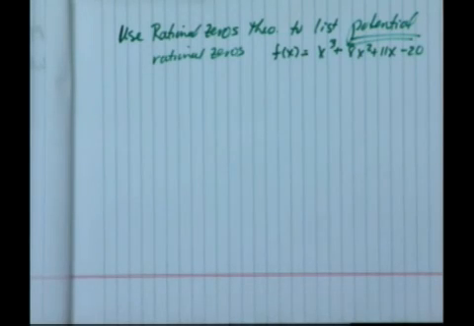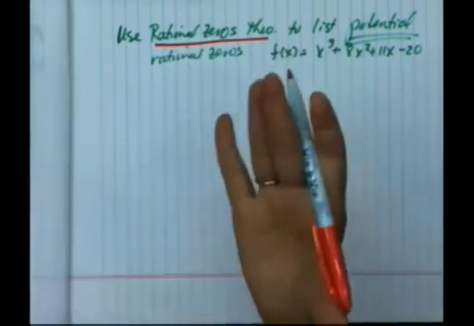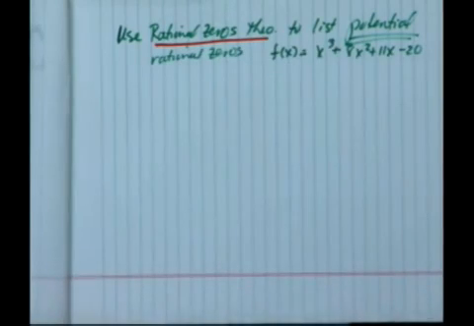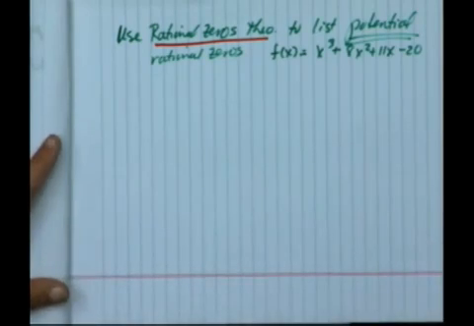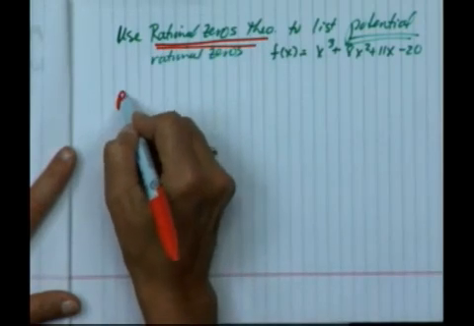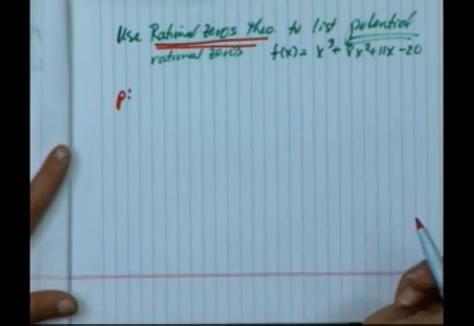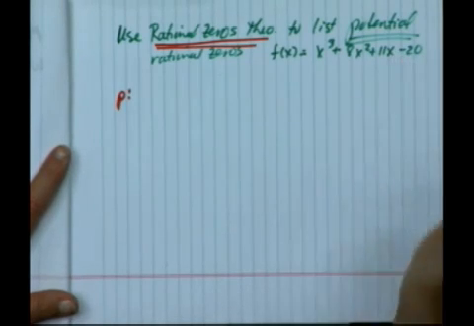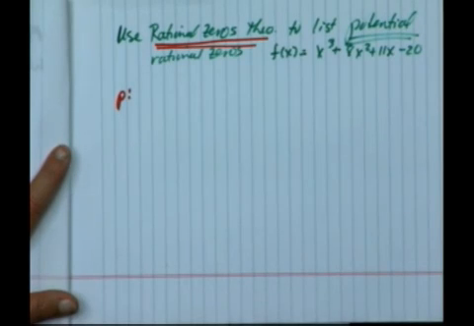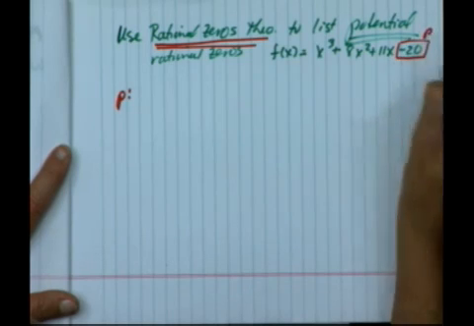Using the rational zeros theorem, your test question will say, use the rational zeros theorem to list the potential rational zeros, or find the potential zeros. I'm not exactly sure what your test question is. All right, we're going to list all the factors of p. Where did we find p? Your constant term. This is where you're going to find the p.